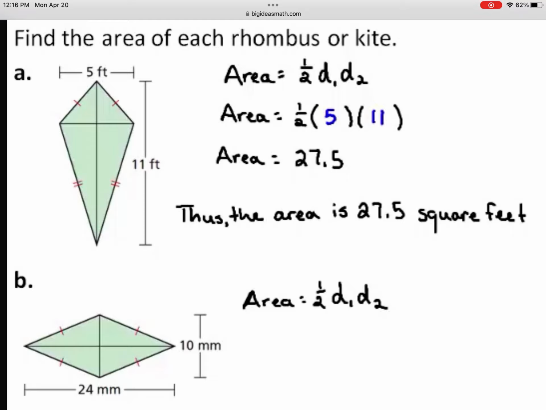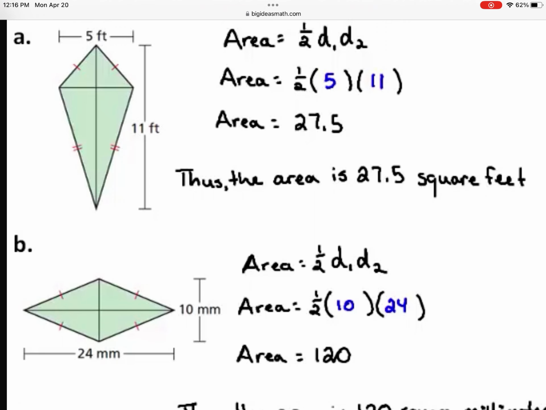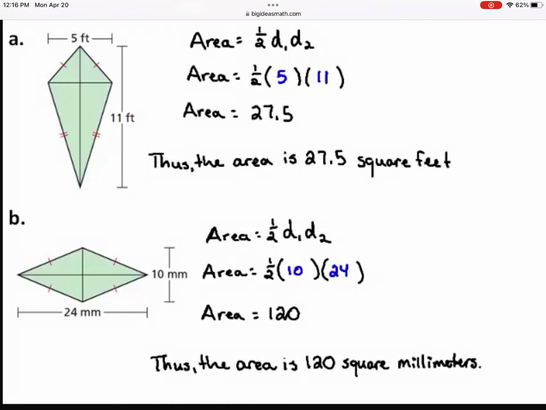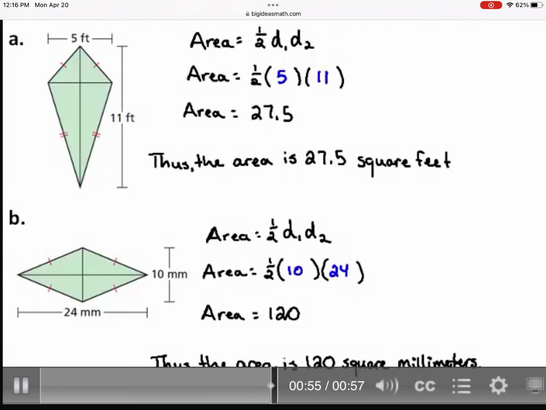So substituting in the given information gives area equals 1/2 times 10 times 24. Simplifying gives the area equals 120. Thus the area is 120 square millimeters.